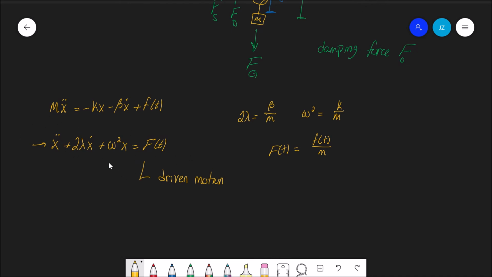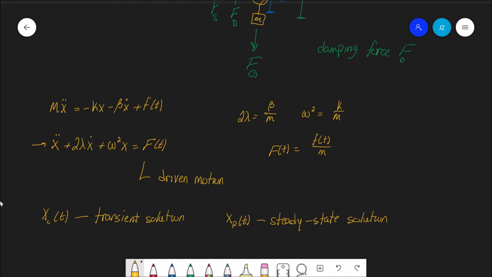So to solve this equation, we'll use the techniques for the free damped motion. That'll give us our complementary solution, xc of t. This is called the transient solution. We would then use either undetermined coefficients or variation of parameters to find our particular solution. This is called our steady state solution. And then the general solution is just the sum of the transient and the steady state.